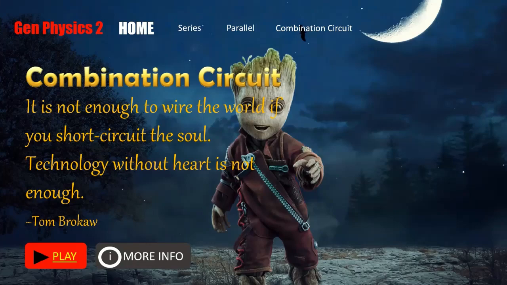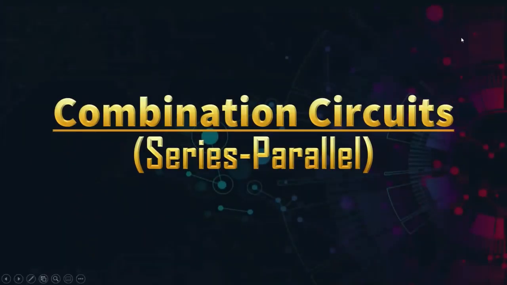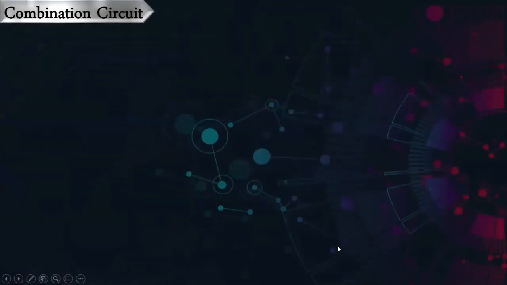Now, today's discussion is all about combination circuits, a bit complicated since it's the combination of series and parallel. This will be difficult if you did not understand our discussion of series or parallel. This is the last topic for this semester, so let's enjoy the process.